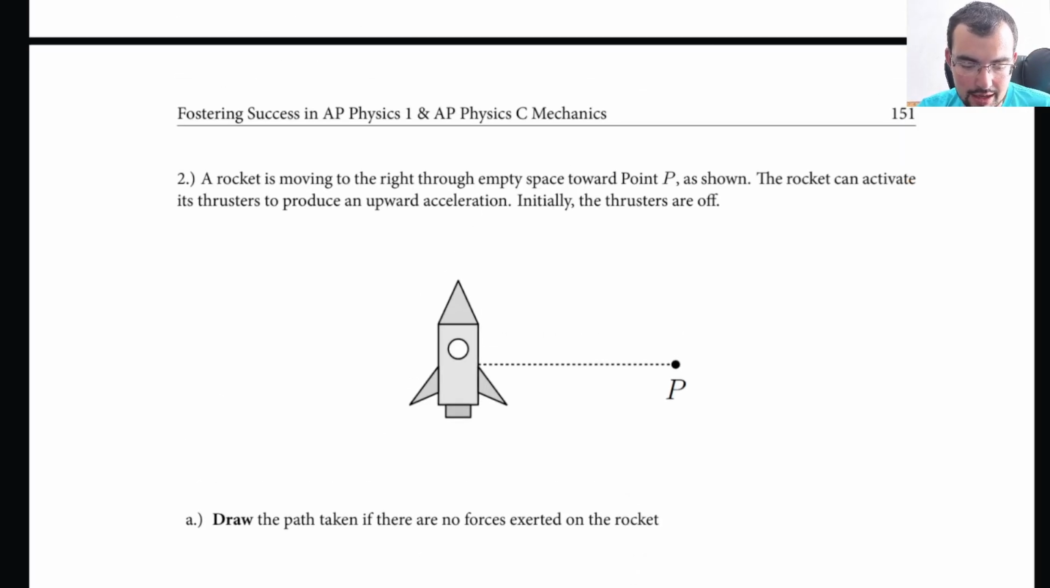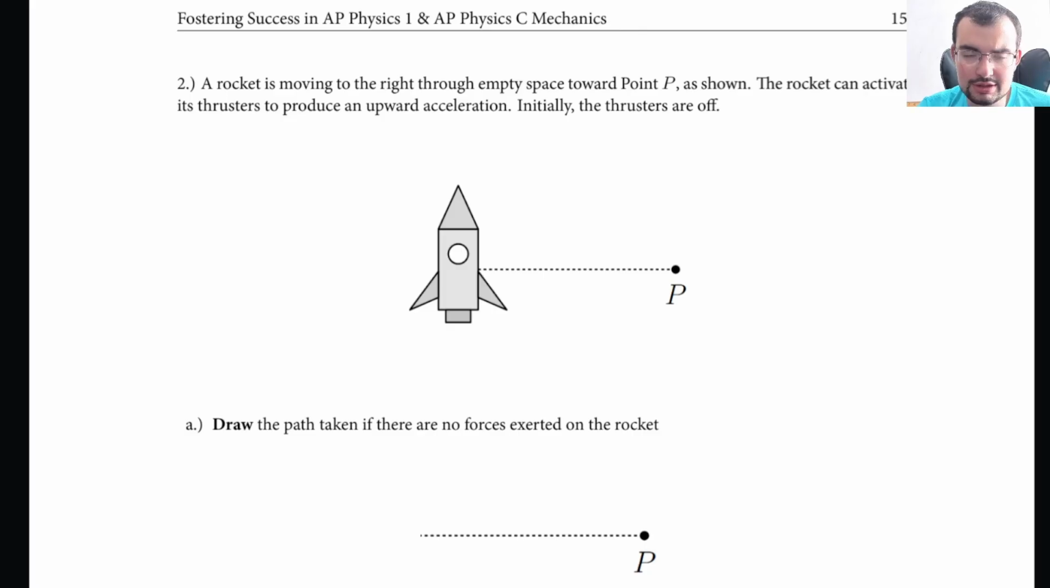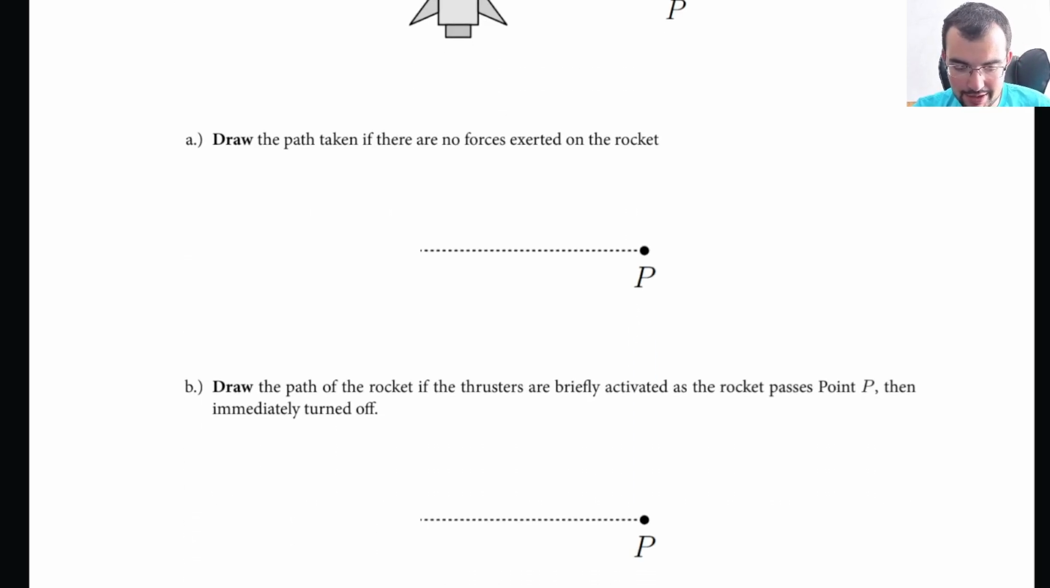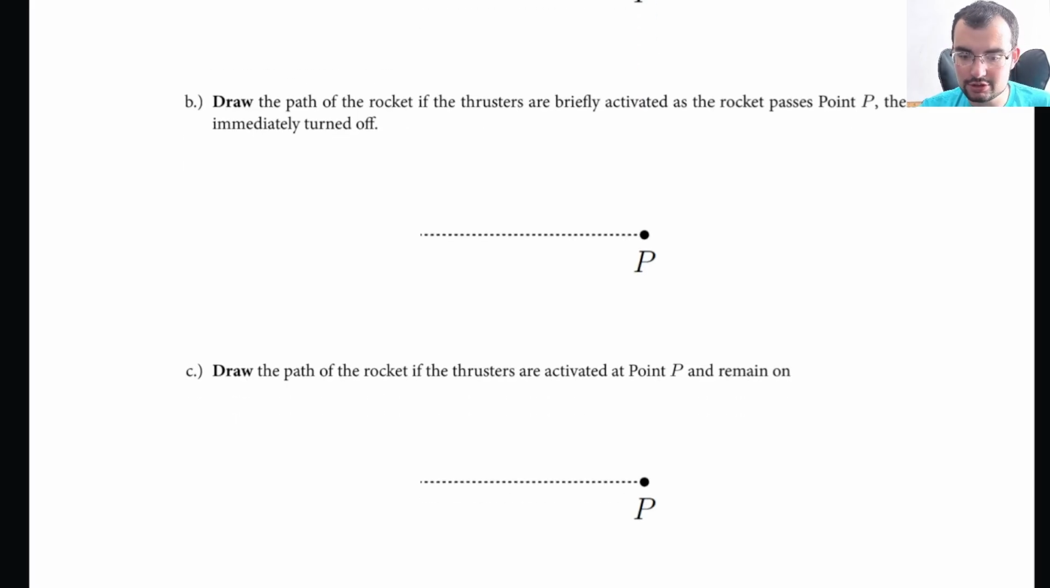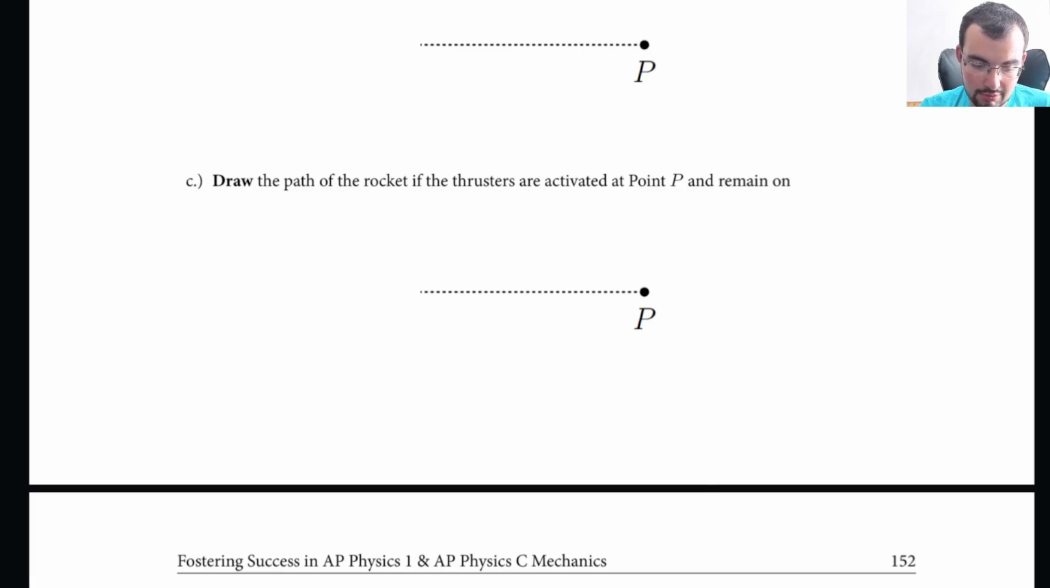Now we have a pretty common intuition type question about what forces do. So we have a rocket moving to the right in empty space, meaning it is just drifting there. There are no forces on the rocket. And we're saying that at any point, the rocket can turn on the thrusters and there will be an upwards force on the rocket. And we're going to draw the path taken by the rocket. If the rocket does not turn on the thrusters, the rocket turns on the thrusters briefly, then shuts them back off, or the rocket turns the thrusters on and does not turn them off.